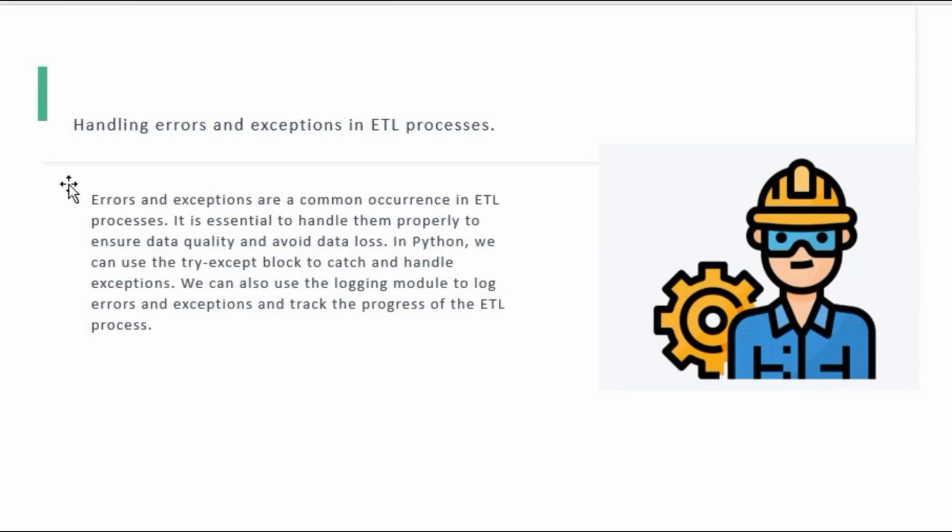Up next, let's discuss handling errors and exceptions in ETL processes. Errors and exceptions can frequently occur in ETL processes. Proper handling of errors is critical to ensuring data quality and preventing data loss. In Python, we can use the try except block to catch and handle exceptions. Additionally, we can use the logging module to log errors and exceptions and monitor the progress of the ETL process.